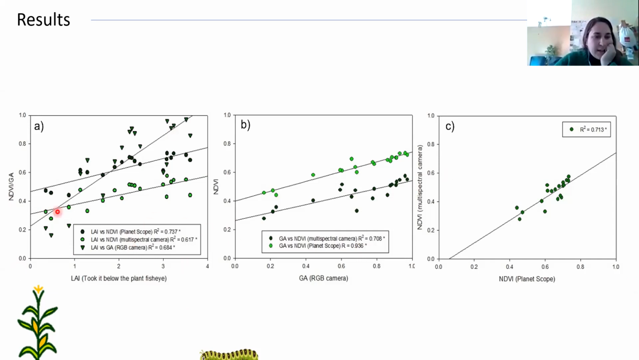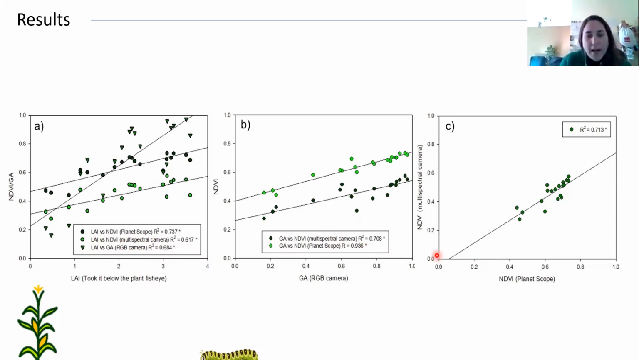Here we have the correlation between NDVI versus light. The coefficient estimation is 0.73. NDVI from the multispectral camera against light is 0.617. Light against GI from the RGB camera is 0.6, and GI versus NDVI from the multispectral camera is 0.7.